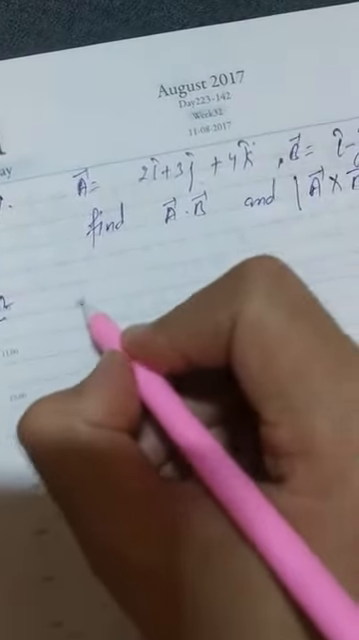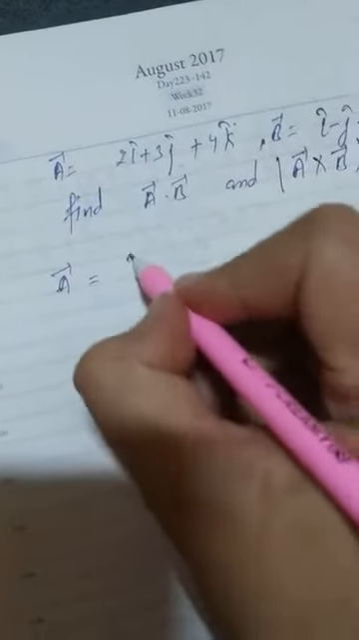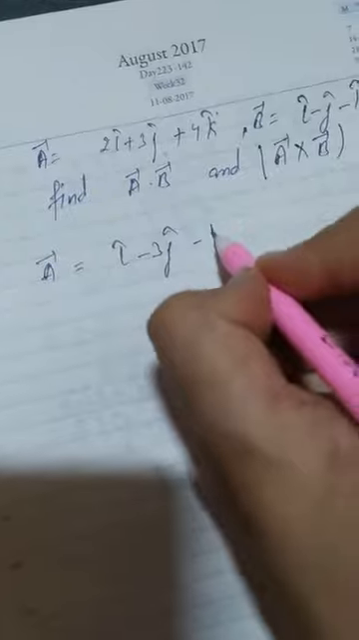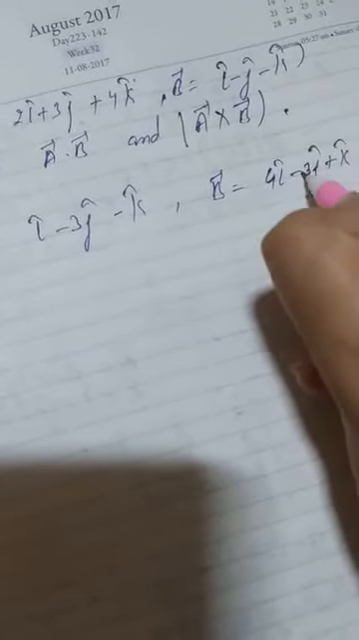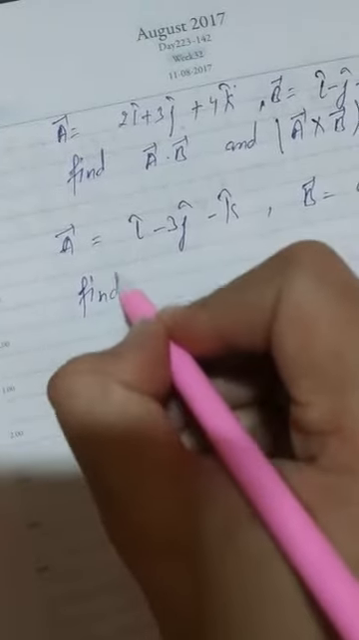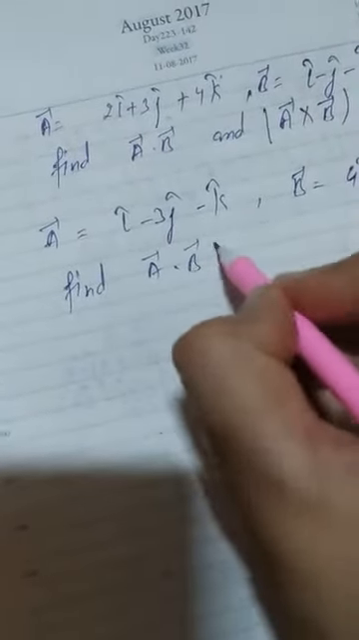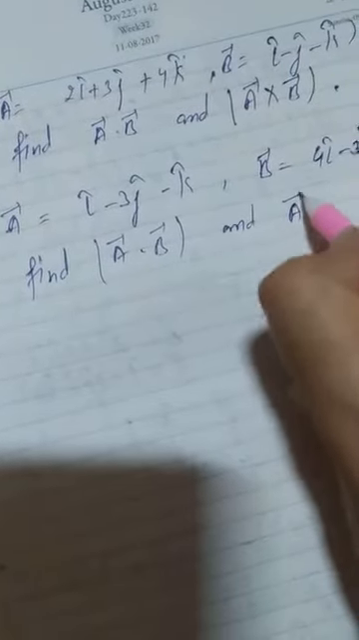And the next question: A vector equal to i cap minus 3j cap minus k cap, B vector equal to 4i cap minus 3j cap plus k cap. Then find the magnitude of A vector dot B vector, and A cross B vector. You have to solve these two questions for your homework. Try to solve them yourself. Okay, thank you. And up to this topic, complete your fair notebook.